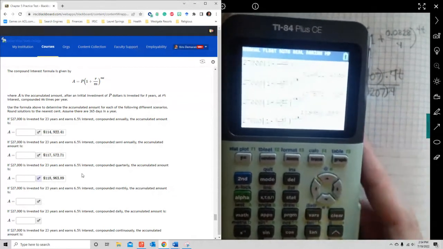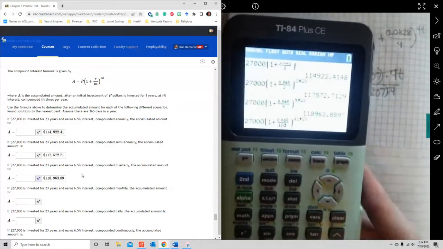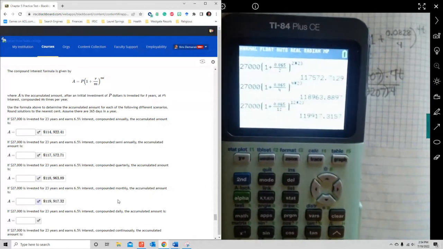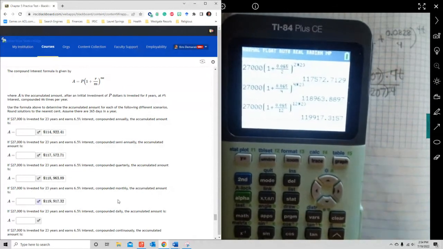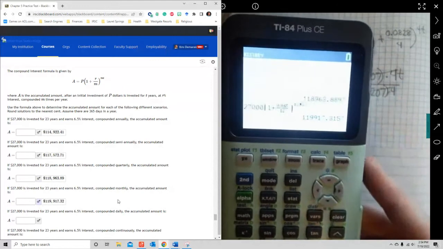And then I'm going to change that to 23. Excuse me, I'm going to change that to 12. And then I get my answer. All right, my answer is agreeing to everything that I'm seeing here. And it says daily, there's 365 days in a year. So come up here, hit enter.